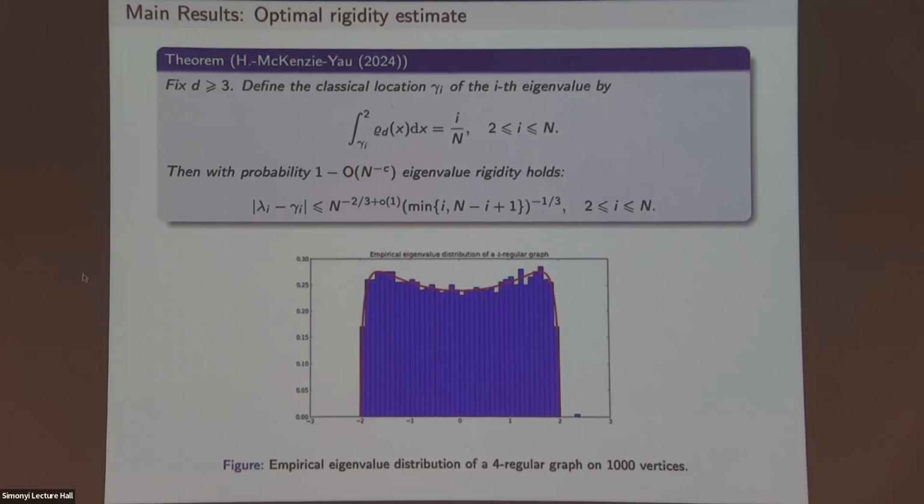I see. So for example, if I ask typically how many eigenvalues are bigger than 1/2, then it will be n over 2 and the fluctuation will be square root of log n?